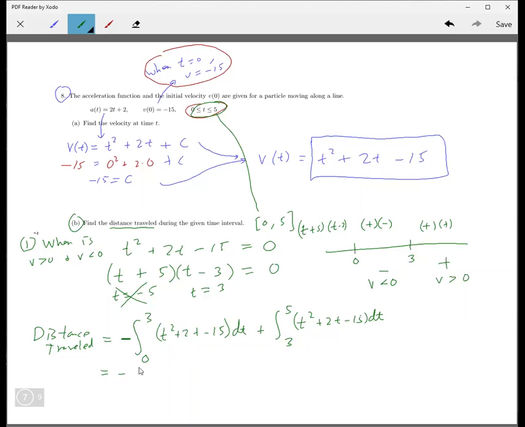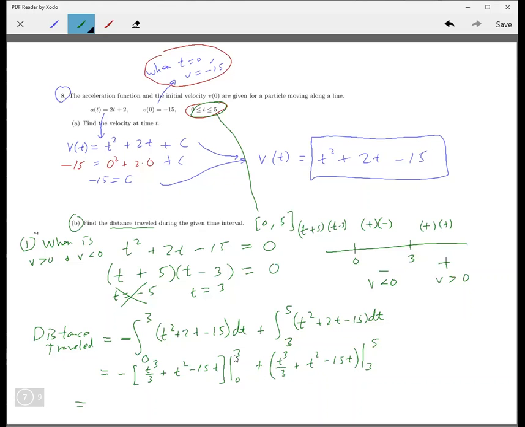Okay, so let's take the antiderivative: t cubed over 3 plus t squared minus 15t from 0 to 3. Now, by the way, you don't have to put a plus a constant in here. And even if you did put a plus a constant, then when you do the upper limit minus the lower limit, it's just going to be c minus c, so it's just going to cancel out. Okay, and then over here we have the same thing, except there's no negative tacked on the front. And that's from 3 to 5.